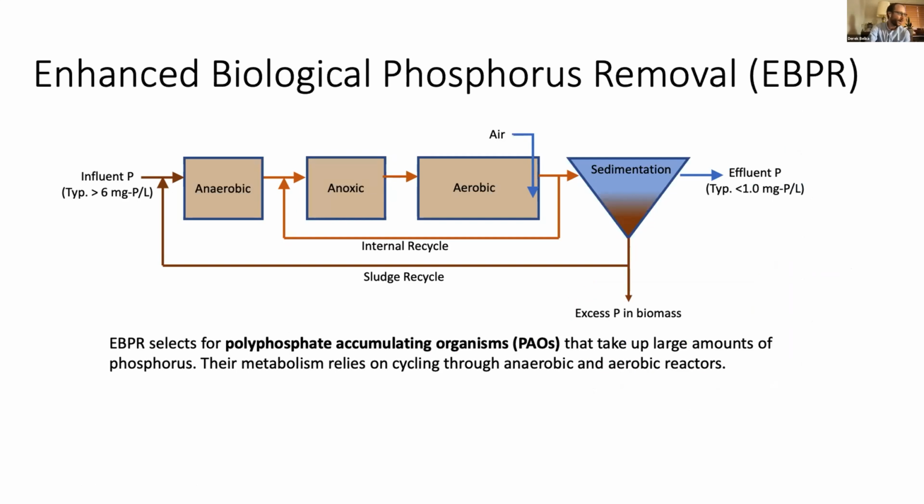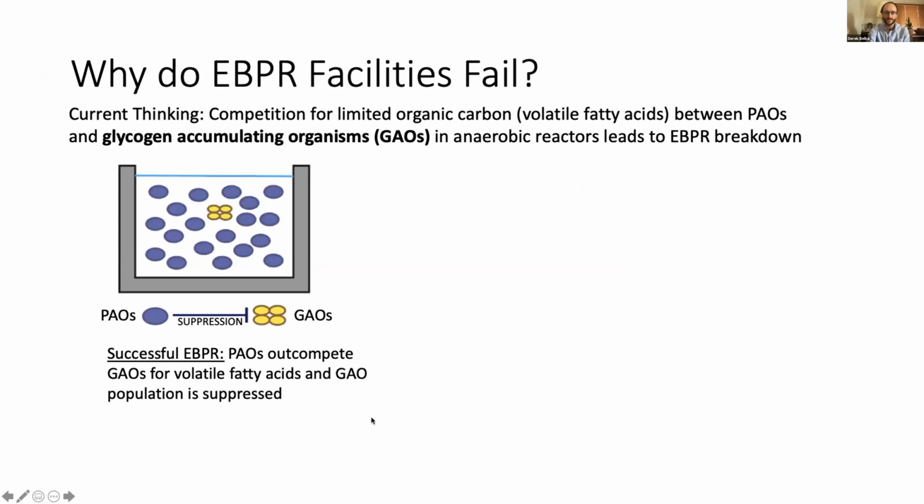What enhanced biological phosphorus removal does is remove phosphorus from wastewater. It does that by selecting specifically for polyphosphate accumulating organisms, or PAOs, that take up a large amount of phosphorus. To do this, their metabolism relies on cycling them through anaerobic and aerobic reactors. This cartoon above is an example of a process that could be used to accomplish enhanced biological phosphorus removal. This reduces the effluent phosphorus from these facilities down to a level usually less than around 1 milligram per liter, which is pretty common. So why do these facilities fail?